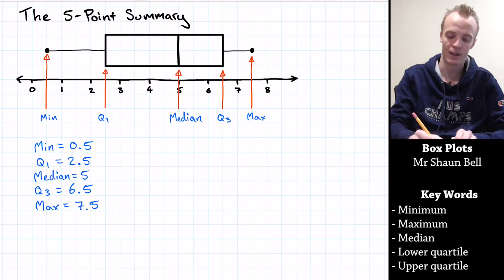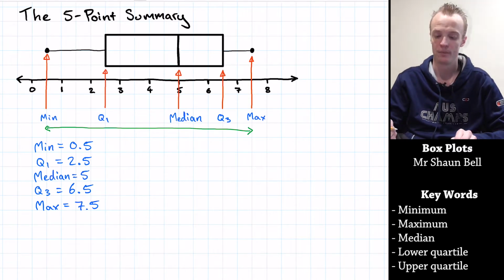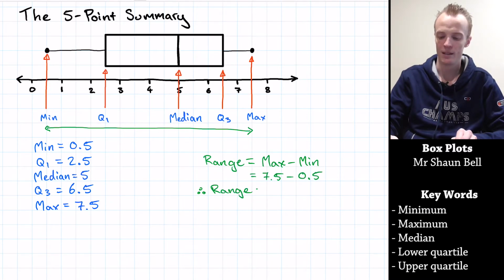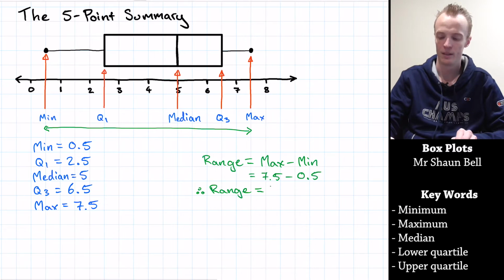And the first of those things is the range, which is the difference between our minimum value and our maximum value. So our range here is equal to our maximum, subtract the minimum, which is equal to 7.5, subtract 0.5. So therefore, our range is equal to 7.